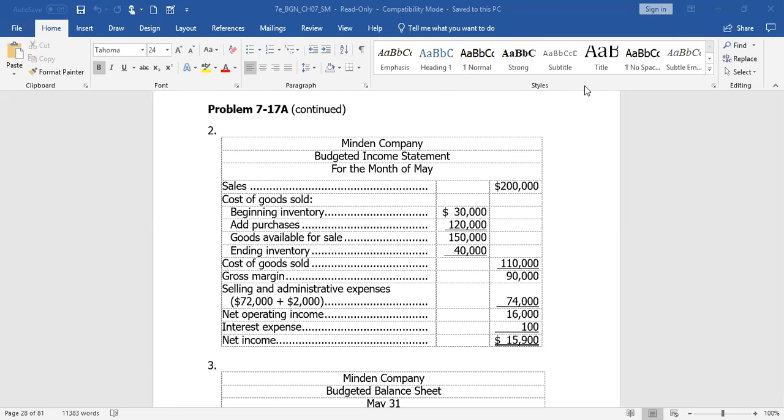Don't forget, we have interest expense during the month of $100, so that would reduce our net income. So our budgeted net income for the month of May is $15,900.